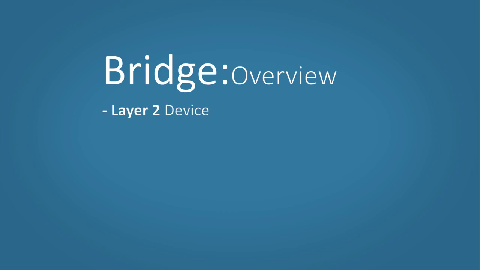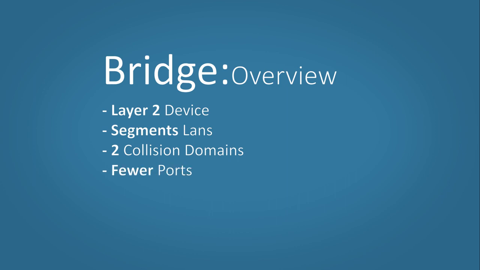So, a bridge is a layer 2 device. This means it can understand and learn MAC addresses. It segments LANs into smaller sections. It has 2 collision domains. This means data can be sent or received on each section of the network at the same time. A bridge usually has 2 ports. Bridges are not used anymore. They have also been replaced by switches.